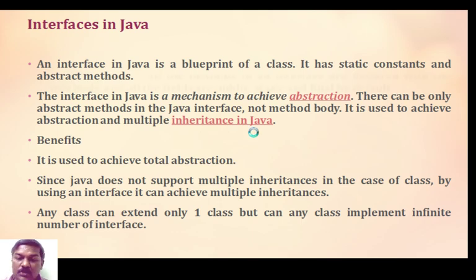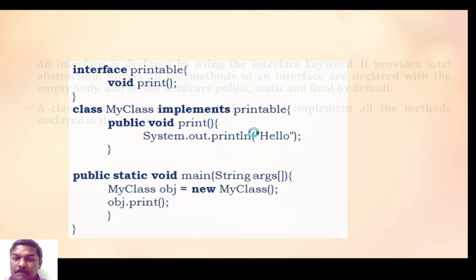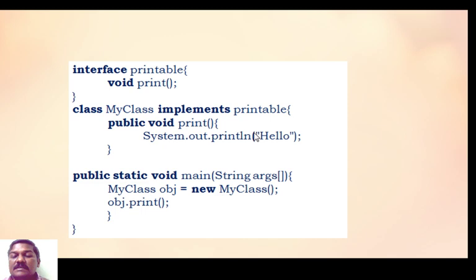Let us move on to the example. See, an interface is nothing but it is similar to a class or blueprint of a class, but the only difference is it should not contain any method. That means the method should not contain any coding. See, look at this example.